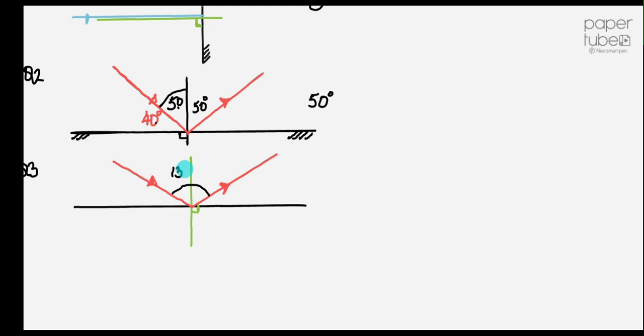Look at the blue line: the whole angle is 130. So that angle is 65 and that angle is 65. So the answer is 65 degrees. Fair enough? Now the next one.